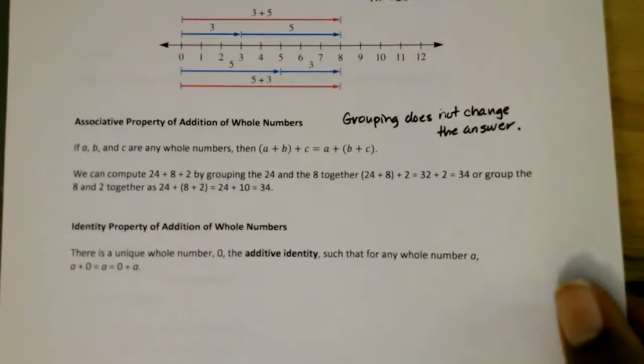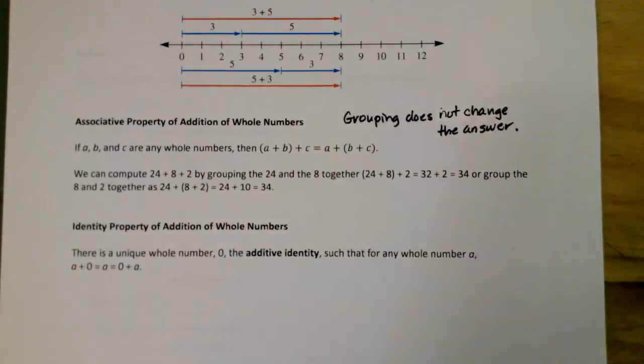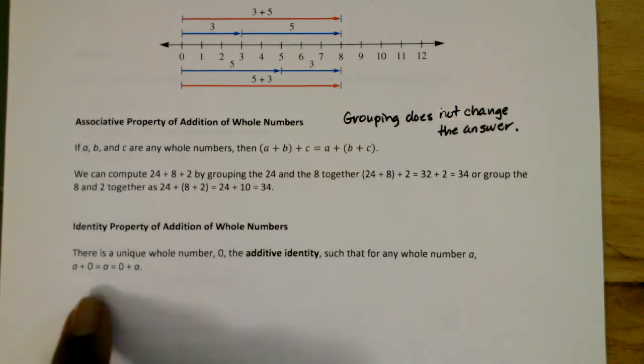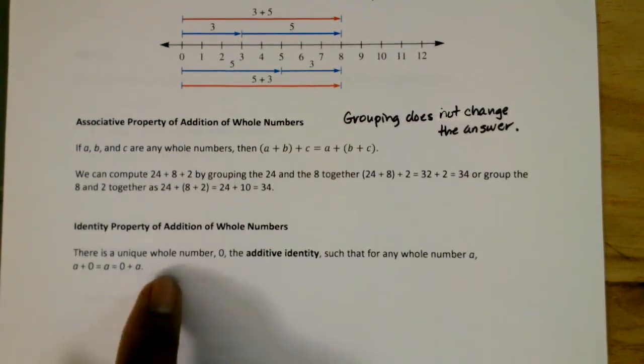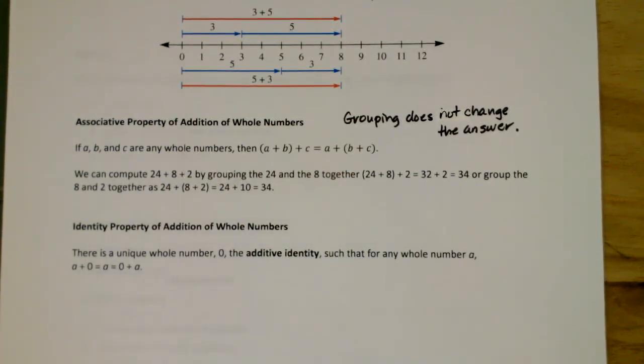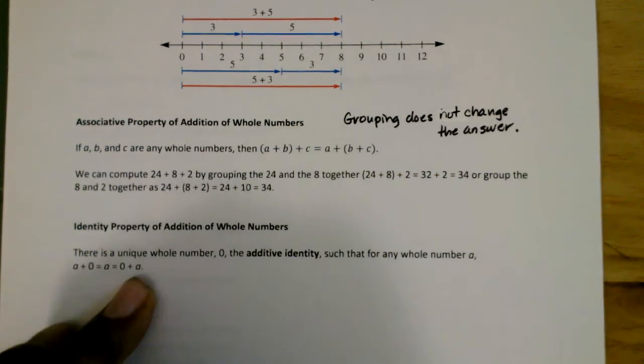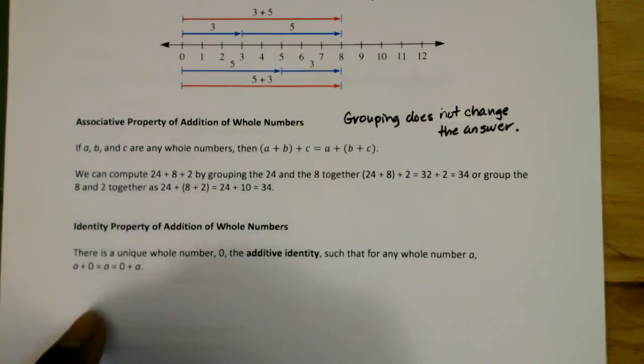All right, and also we have the identity property of addition of whole numbers, meaning that there is a unique whole number called 0, which is what we call the additive identity, such that for any whole number A, A plus 0 will be equal to A, and also 0 plus A will also give us A as well. Okay.